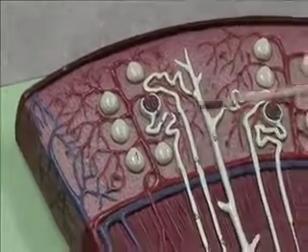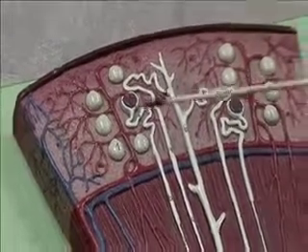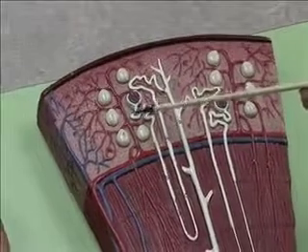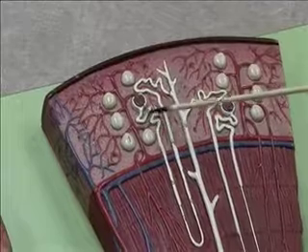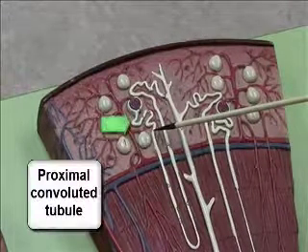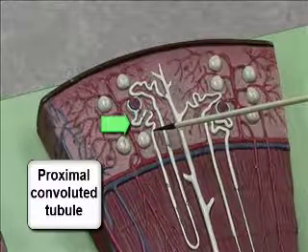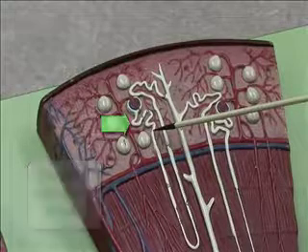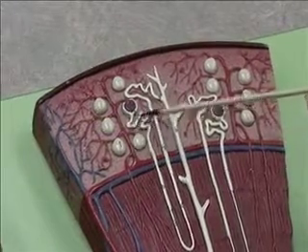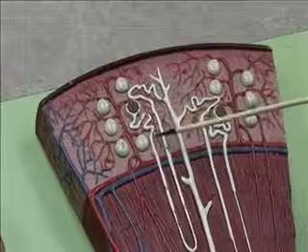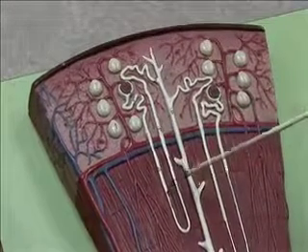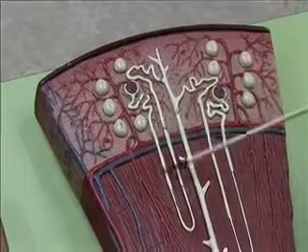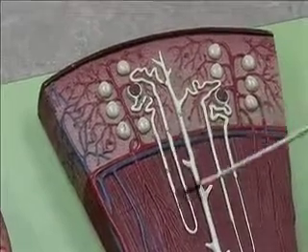These are the tubules of the nephron. The tubule leaving the renal corpuscle is a proximal convoluted tubule. That passes through a number of folds and twists and begins going straight down toward the medulla. That becomes the descending limb of the loop of Henle.